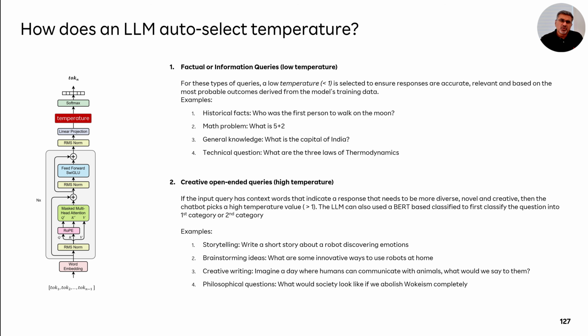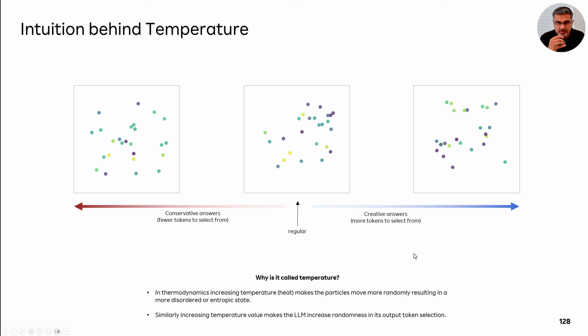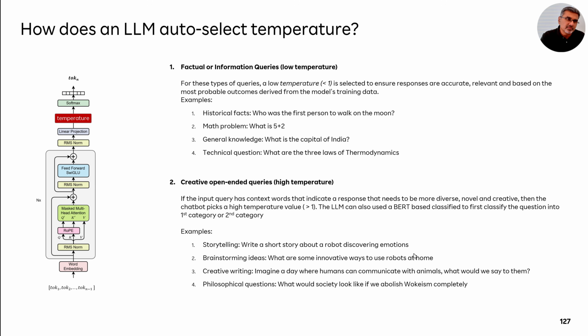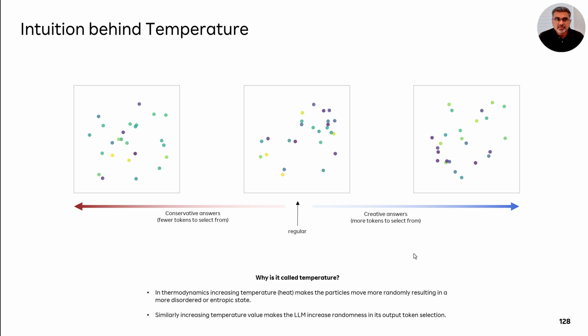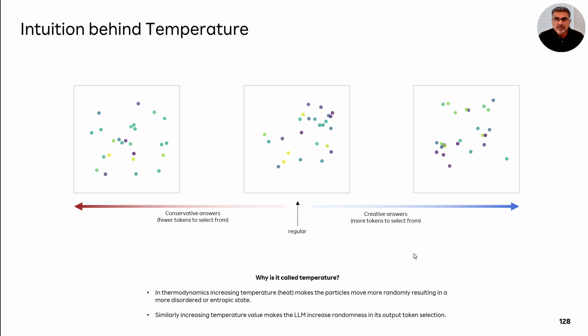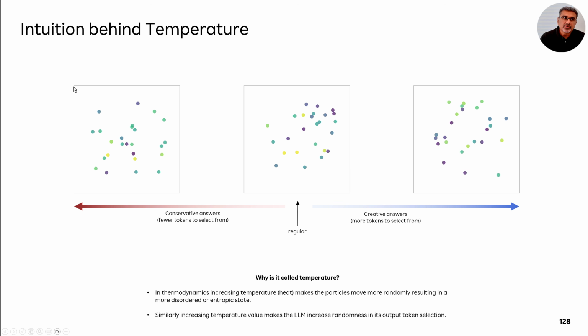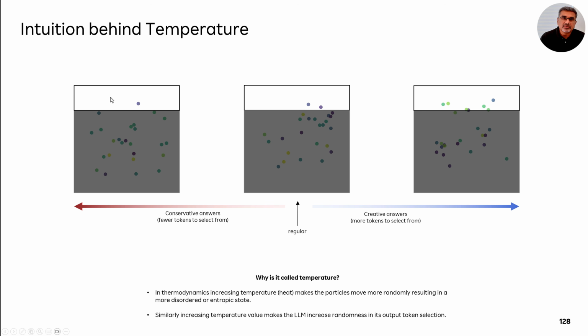So the question that comes up, you're curious, is why is it called temperature? The reason it's called temperature is that you can go back to thermodynamics to understand this. Let's say you have three boxes here with particles in them, and you have a dial that can increase or decrease the temperature. Now, let's say this is the window. Observe how many particles I see within that window, which is like the top P sampling. I'm picking anything that is greater than 75%.